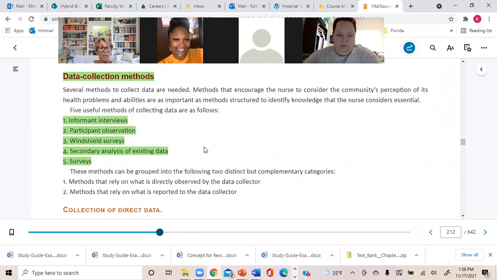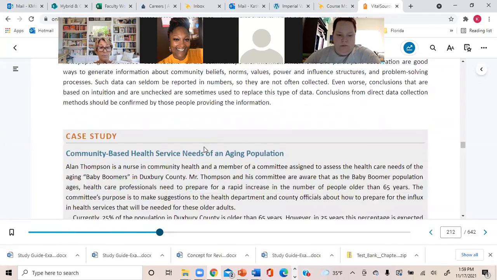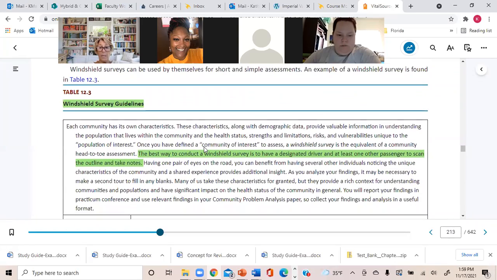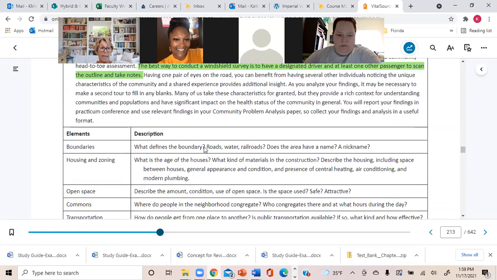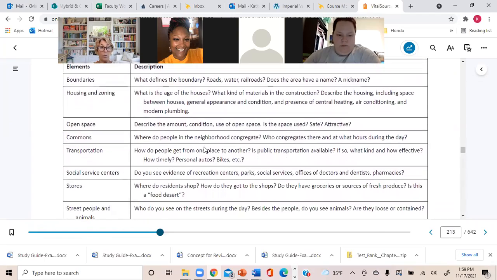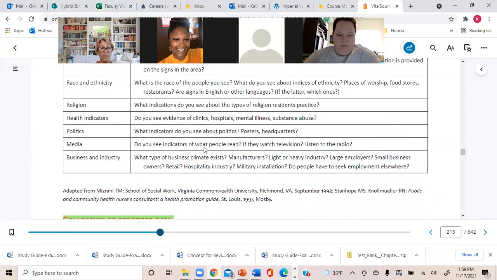Okay, how do we collect information from community members? Interviews, observations, windshield surveys. Maybe look on the website, the county website. That's secondary analysis of existing data. Surveys. And this talks about the best way to conduct a windshield survey is to have a designated driver, at least one other person, so you can scan and outline and take notes. And here's some things that in a windshield survey you might be able to observe. Maybe boundaries, housing, what's open space, transportation, social service centers, stores. All these you can do.